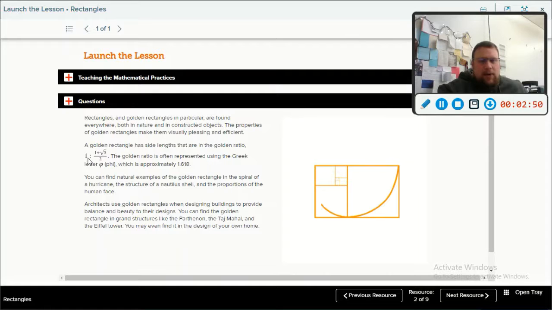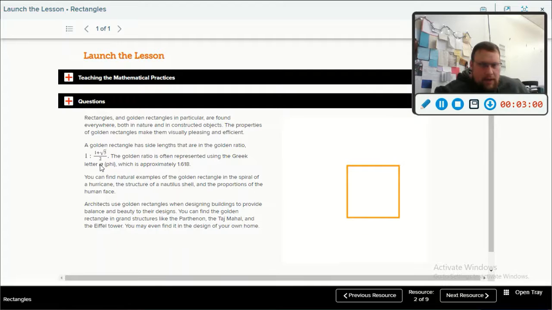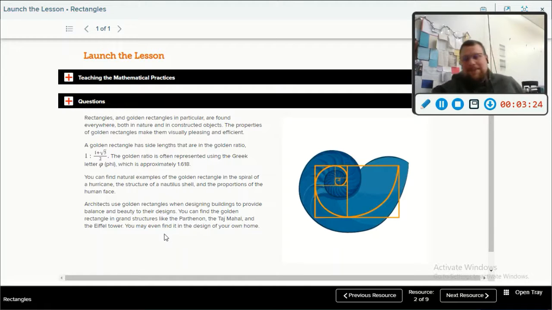So what is it? It's the ratio of 1 to (1 plus the square root of 5) over 2, which is approximately 1 to 1.618. And it is represented by the Greek letter phi. It kind of looks like an O with a line that goes into a P. You can find natural examples of the golden rectangle in the spiral of a hurricane, the structure of a nautilus shell, proportions of the human face. Architects use it to balance design and structure. It's in the Pantheon, Taj Mahal, Eiffel Tower, probably in the design of your home. So it's really everywhere. It's kind of a crazy thing.